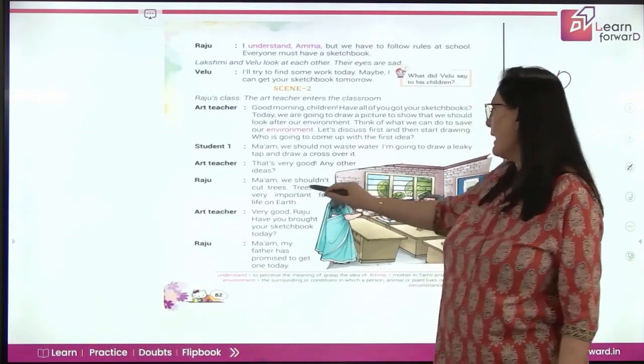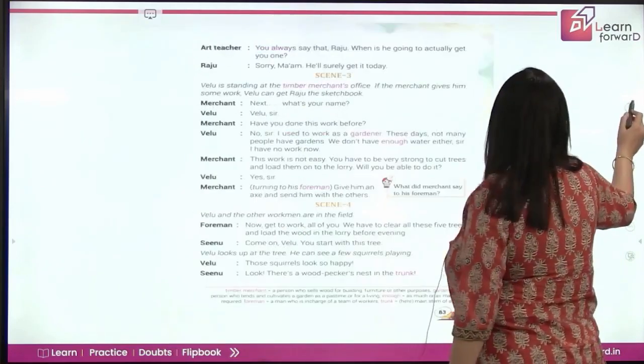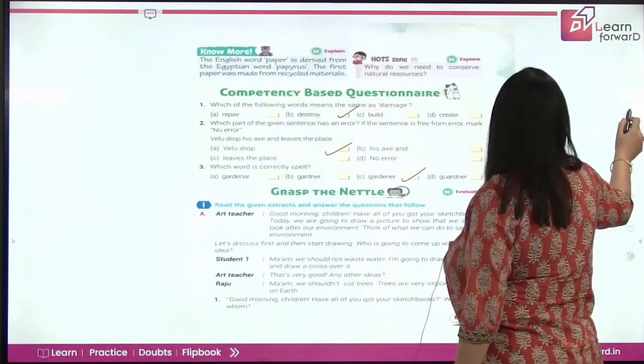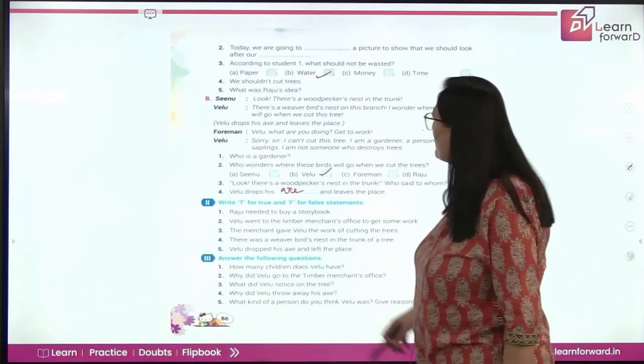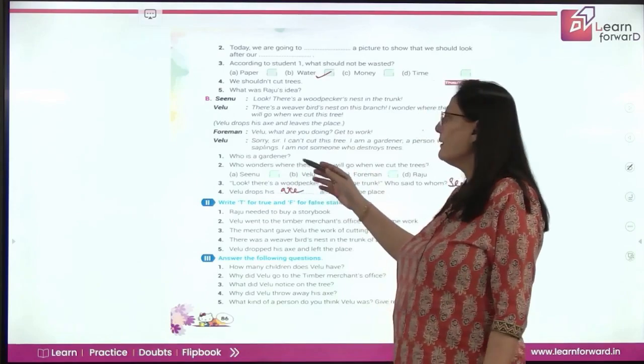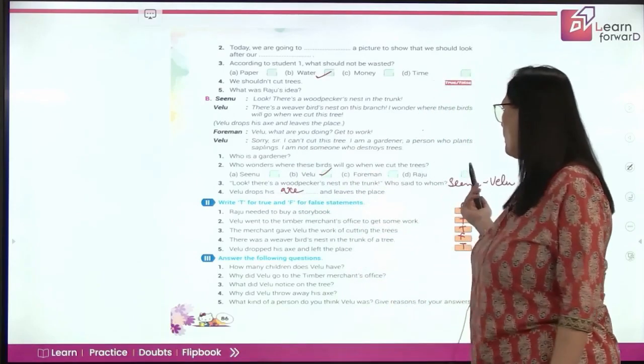Ma'am, we shouldn't cut trees. Trees are very important for life on earth. So he was in favor of not cutting trees. Next, okay, where were we? Okay, the next extract. Who is a gardener? Velu is a gardener. Who wonders where these birds will go once we cut the trees?